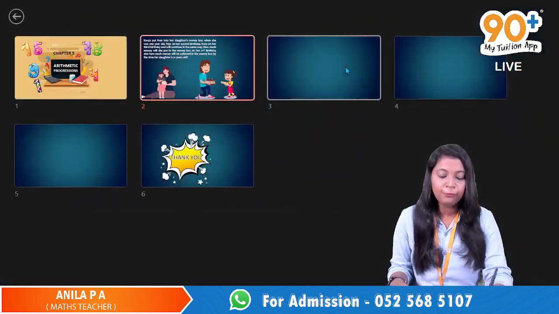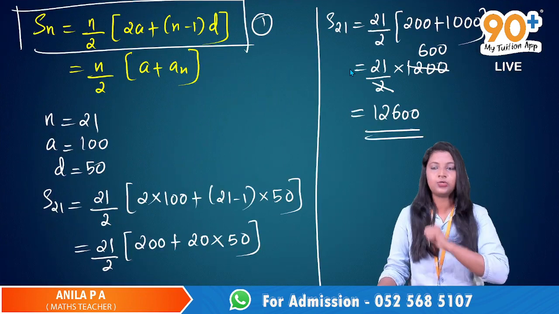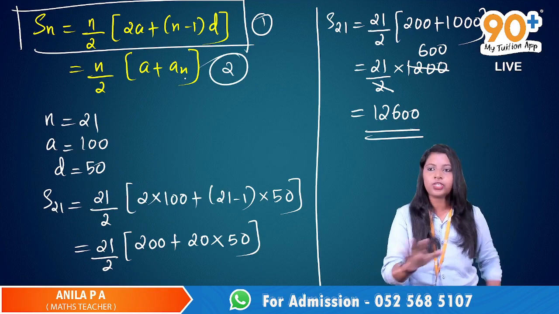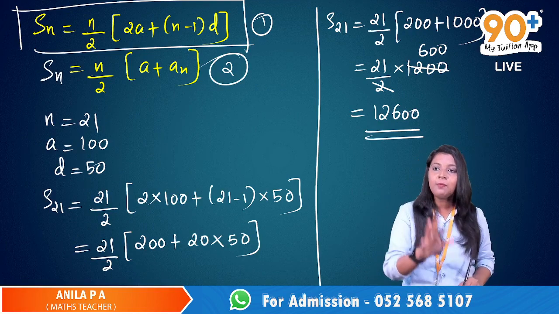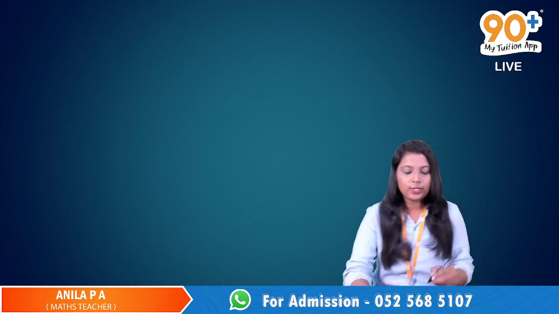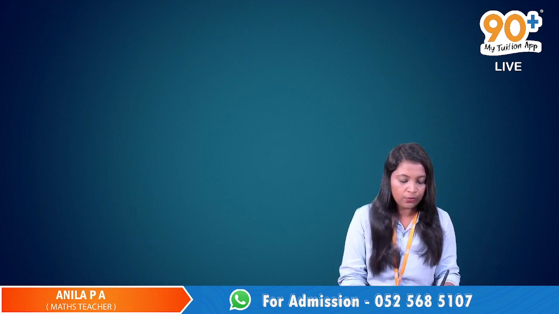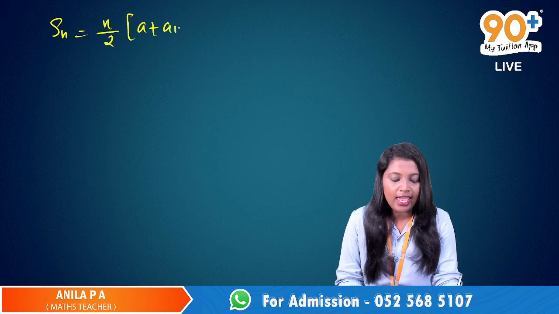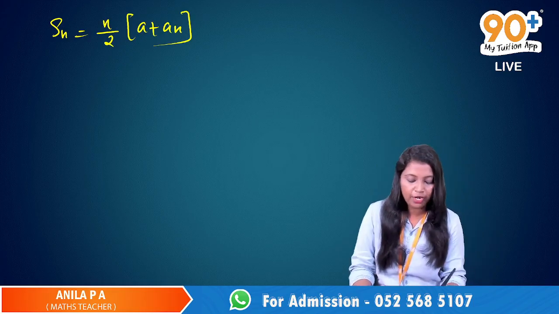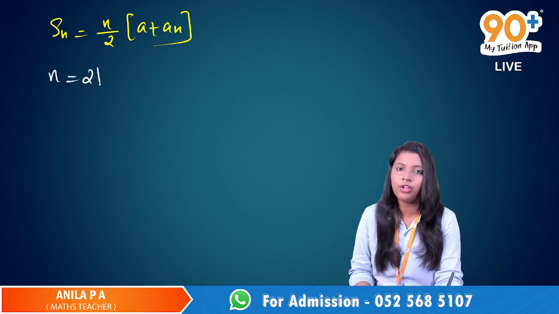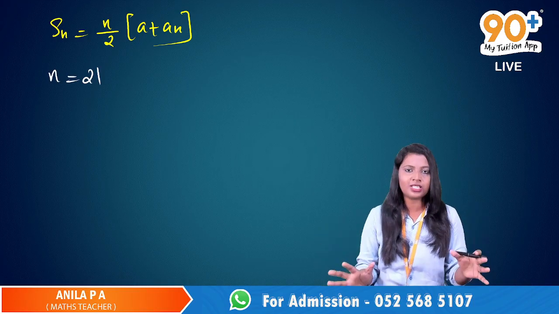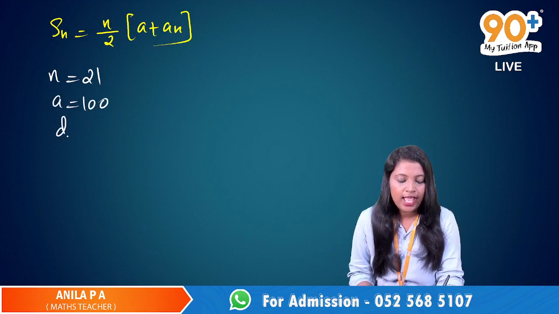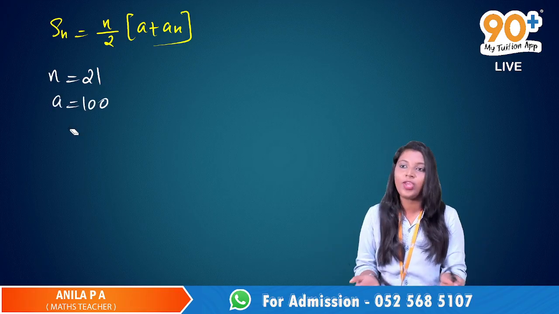Okay, this was about the first equation. What about this n by 2 into (a plus an)? Let's consider that equation. Sn is also equal to n by 2 into (a plus an). So let's use that. What is n? We are going to find the sum of first 21 terms, so n is going to be 21. And a is going to be 100. We don't need d here because in this equation we don't have d.